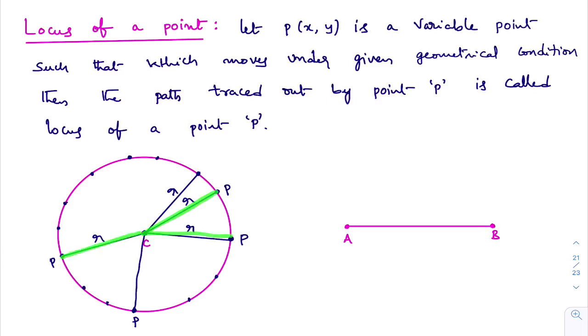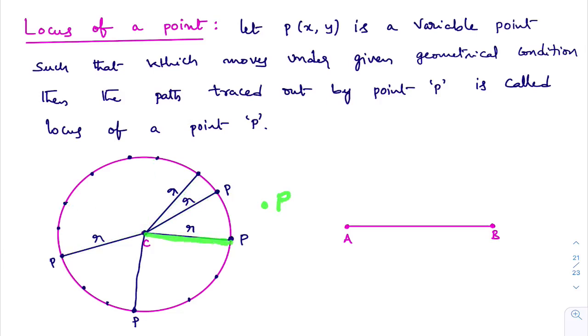This distance also R units. Like that it is moving. I should consider such type of points only. I cannot take point P here, because they are saying P is moving such that its distance from the fixed point is constant. The constant distance.